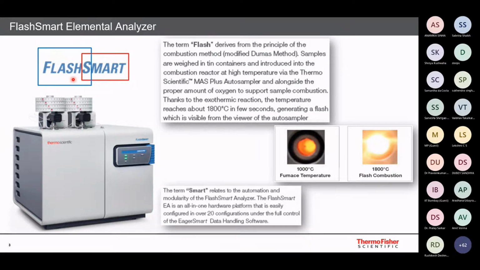And why is it called smart? Because through the software, meaning automation, we can easily convert from CHNS to oxygen or oxygen to CHNS. For that purpose it is called FlashSmart.